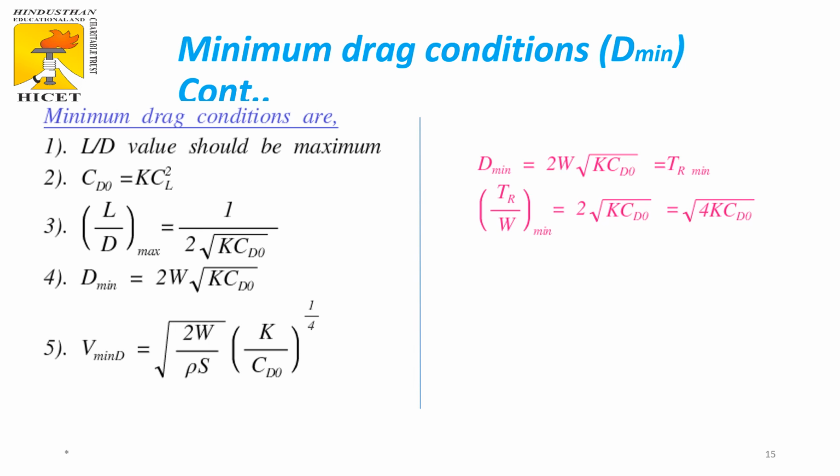So there are four to five minimum drag conditions. The first and foremost condition is that L by D should be maximum, then your zero lift drag should be equal to drag due to lift. Then this is your L by D max equation, then your drag minimum equation, and finally your velocity corresponding to the minimum drag.